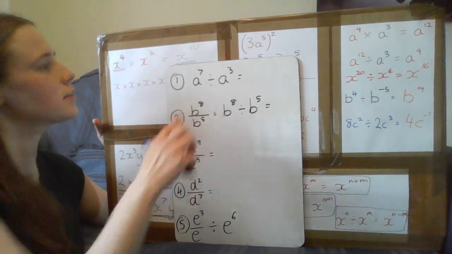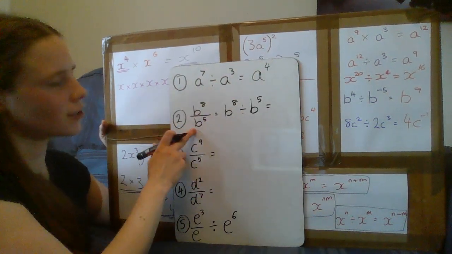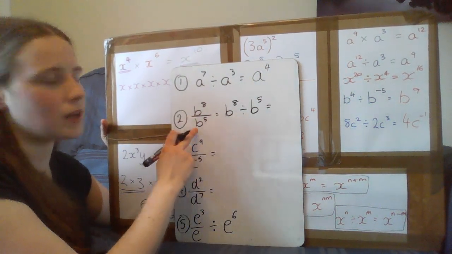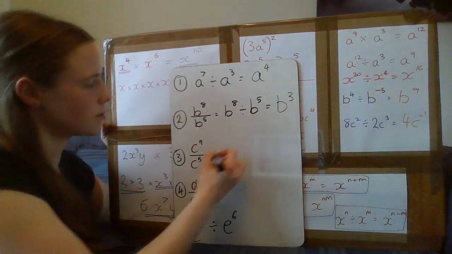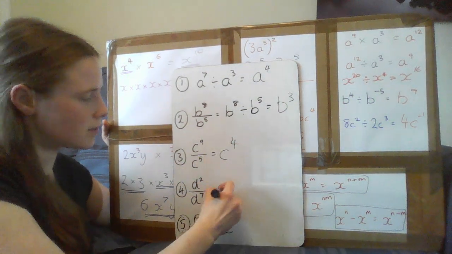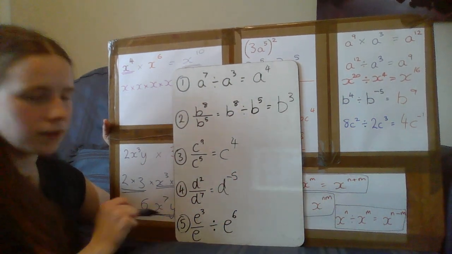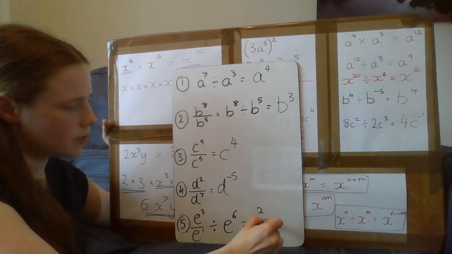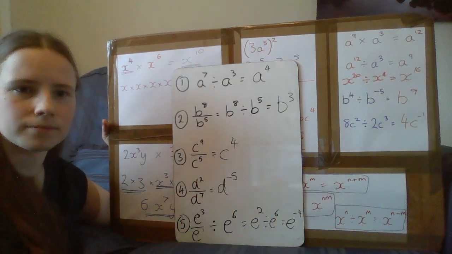Okay, here are the answers for these. So I'm going to subtract the powers and get a to the 4. When you have a fraction, that's the same as a division. So if you see b to the 8 over b to the 5, that can be rewritten as b to the 8 divided by b to the 5. So that comes out as b cubed. Again, 9 take 5 is 4. 2 minus 7 is minus 5. And e cubed divided by e, well, I can think of that e as an e to the 1. So that becomes e squared divided by e to the 6, which is e to the minus 4.